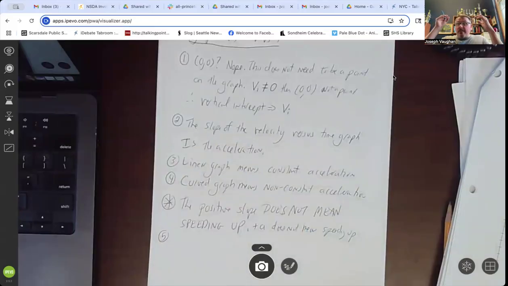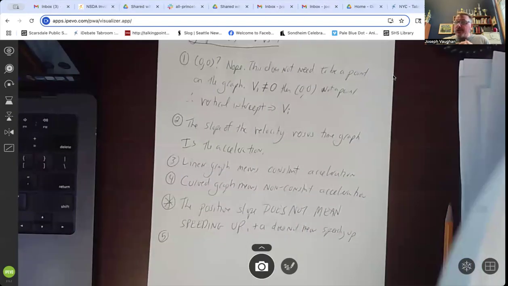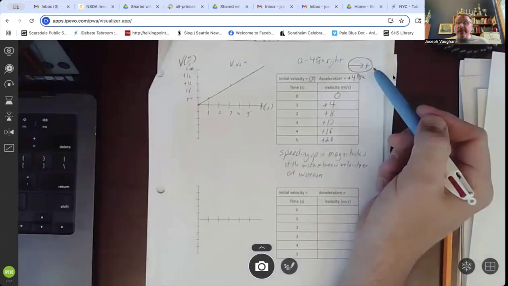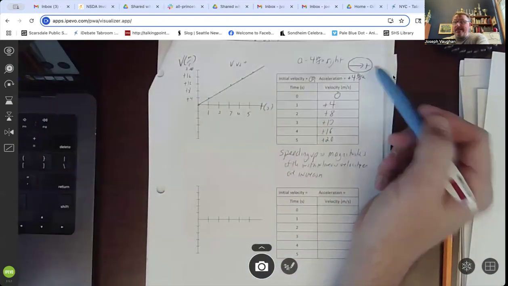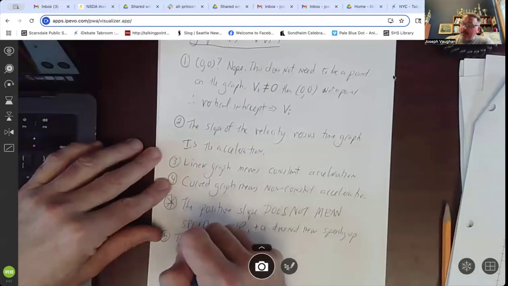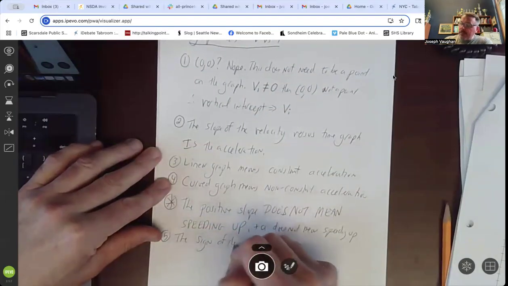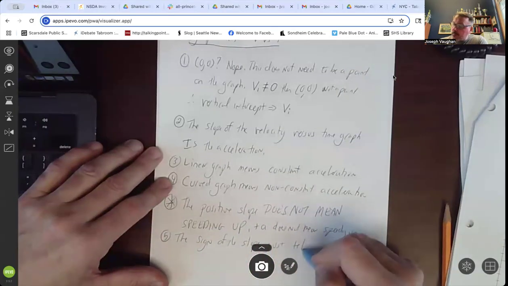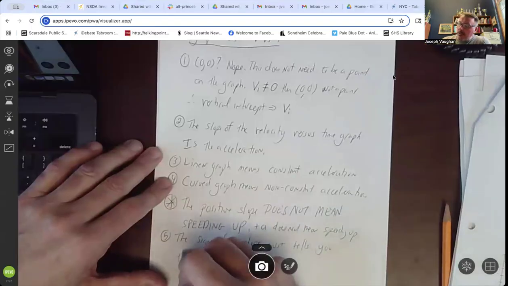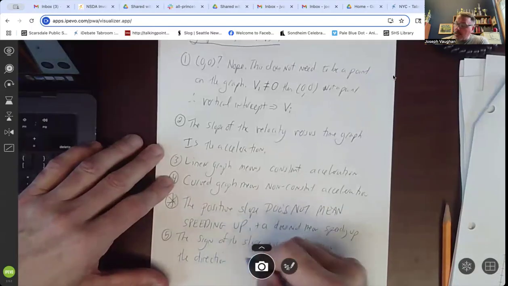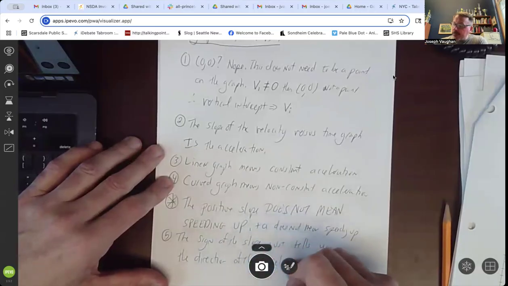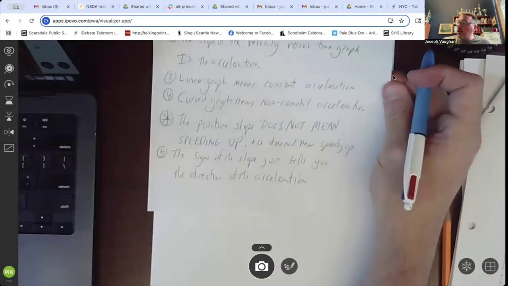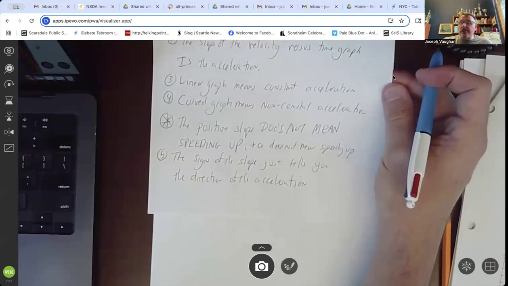Well, the positive sign on acceleration goes back to the fact that acceleration is a vector concept. The positive sign here just merely means to the right. And so the sign of the slope just tells you the direction of the acceleration. Okay, right? So the sign of the slope just tells you the direction of the acceleration.